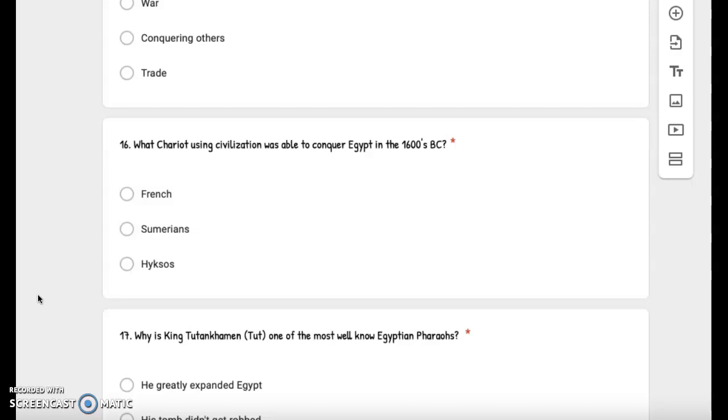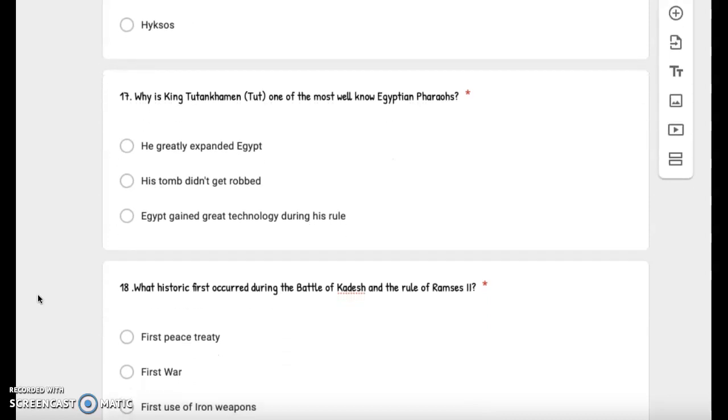Number 16. What chariot using civilization was able to conquer Egypt in the 1600s BC? French, Sumerians, or Hyksos? Number 17. Why is King Tutankhamun, or King Tut, one of the most well-known Egyptian pharaohs? He greatly expanded Egypt, his tomb didn't get robbed, or Egypt gained great technology during his rule.